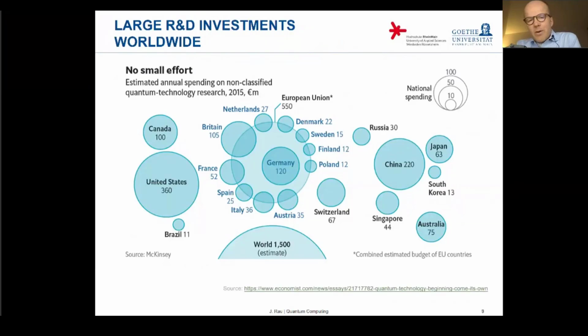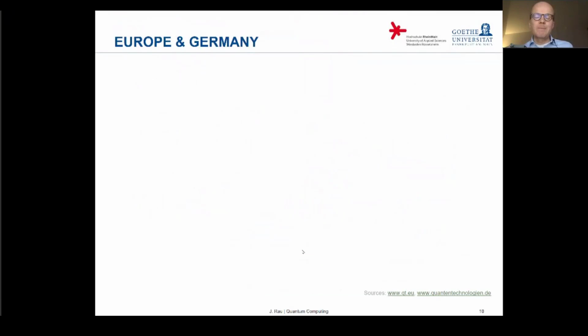There's a lot of investment going on worldwide at the moment. This graph is already a bit old. It's 5 years old, but already the numbers are quite significant. This tells you in millions of euros the R&D spending of various countries. Again, you recognize the big players, and you see that there are major sums involved, especially regarding Europe and Germany.